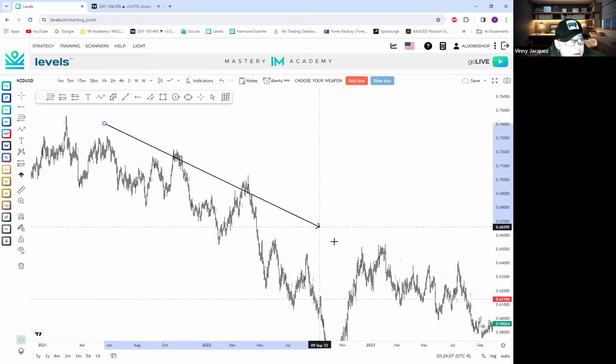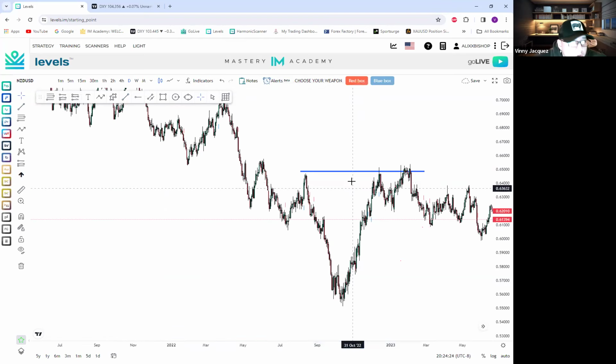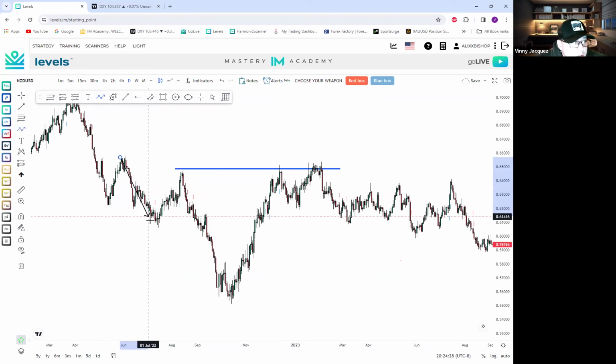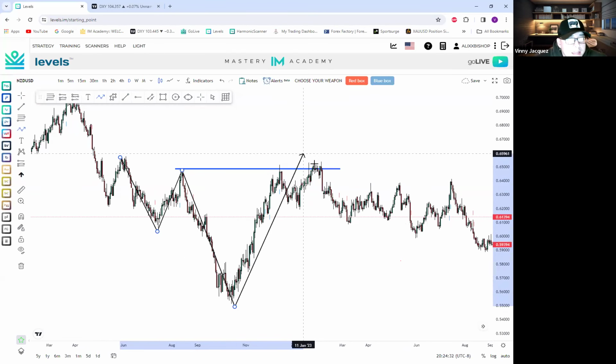this looks like a pattern. Yeah, very ugly. Looks like a pattern that we all know and love. Right, the inverted shoulder, the neckline, the head. Now we barely break out, but that's not really like a confirmation breakout. You know what I'm saying?